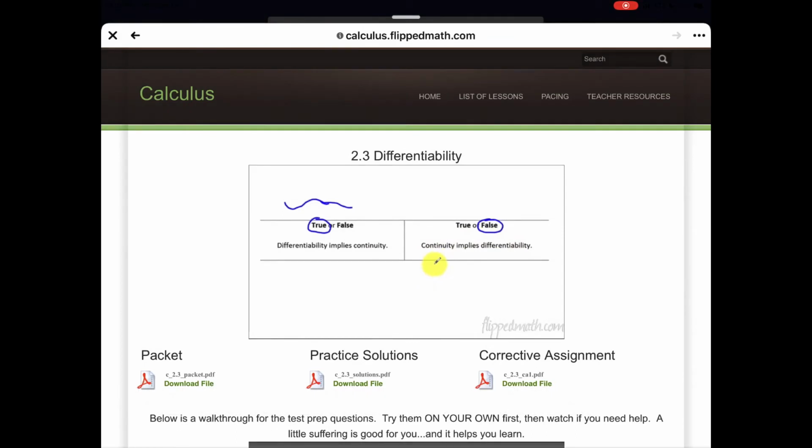A good counterexample of this would be an absolute value graph. That graph is continuous everywhere on its domain, but it is not differentiable right there on that corner. Okay, very, very important true-false questions right here. It may not seem like a big deal, but there will be several questions that you've got to be able to answer with those two things.